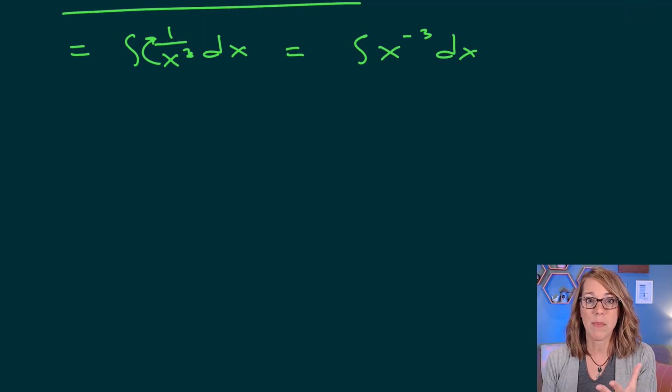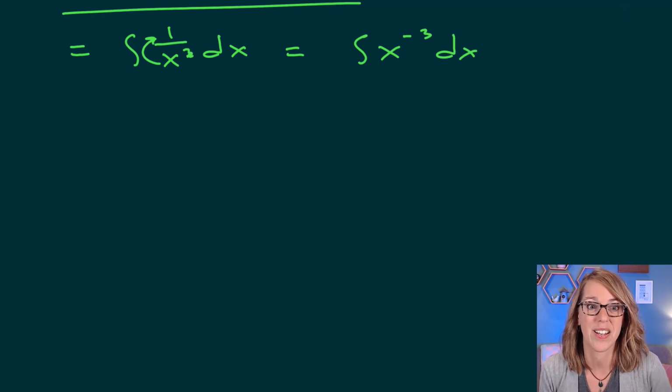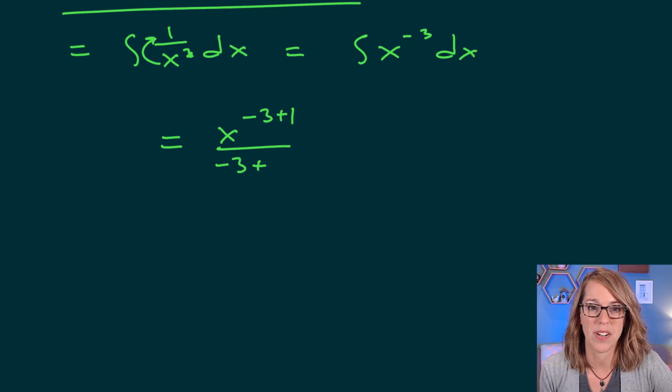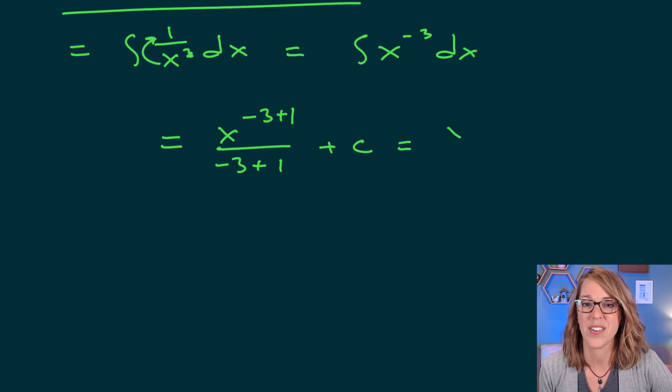I can still use my power rule just as I had done before. So as I use my power rule, it becomes x to the negative 3 plus 1 divided by my new power, negative 3 plus 1, of course, plus a c on the outside. If I add those together, negative 3 plus 1 is negative 2 divided by negative 2 plus c.